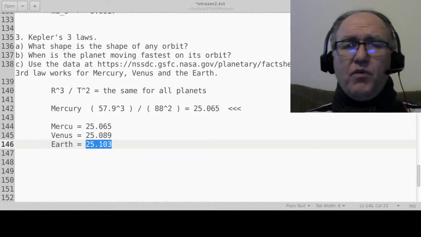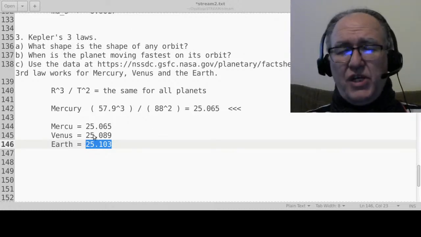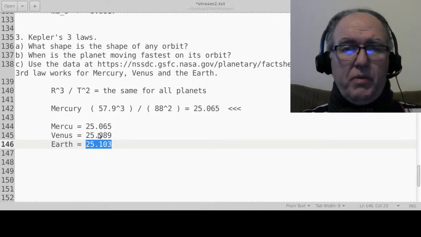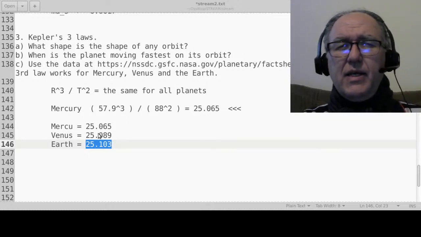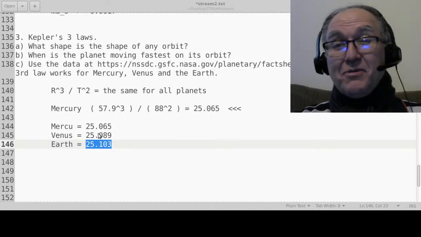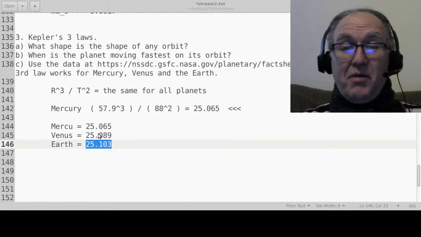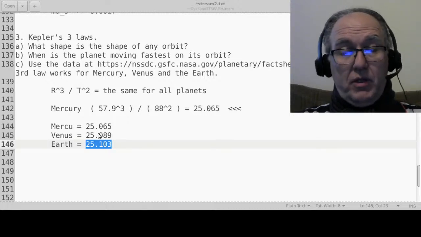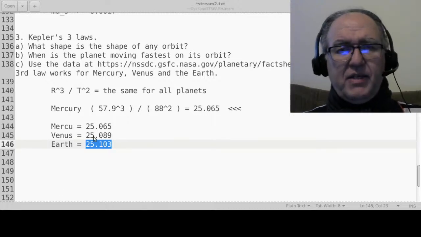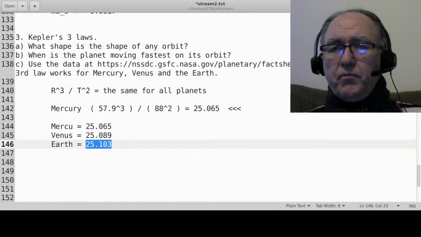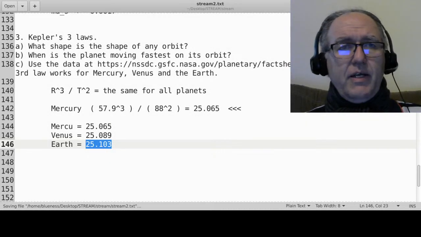If you want to know why there's a bit of a deviation between these numbers, there are actually relativistic effects. General relativity is beyond the scope of this course. So, is Newton's third law perfect? No, because Newton's laws aren't perfect, because when you have strong gravity or when you're traveling close to the speed of light, relativistic effects come into play. But pretty good, pretty good. So there you go.